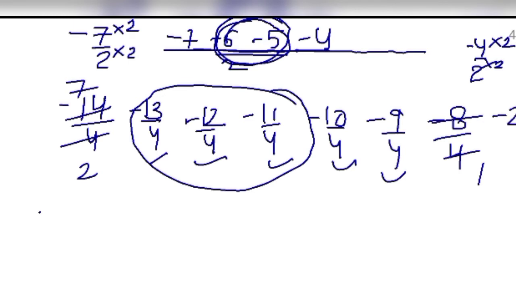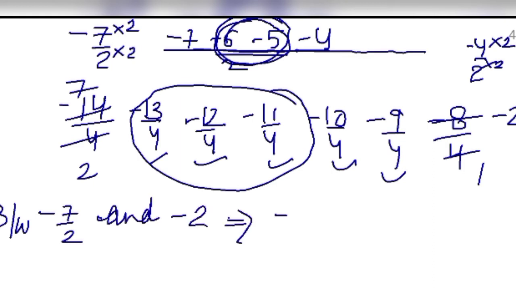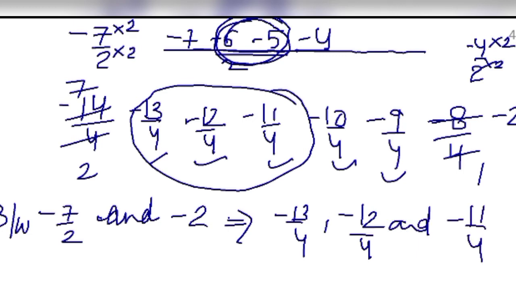So, I am writing in short, between -7 upon 2 and -2, rational numbers are -13 upon 4, -12 upon 4 and -11 upon 4. Students, as I said, answers may vary. It may be possible that your answer does not match with the answer sheet, because between any two rational numbers, so many rational numbers are possible. You can pick or write any three or any two, whatever they are asking in the question. Okay.